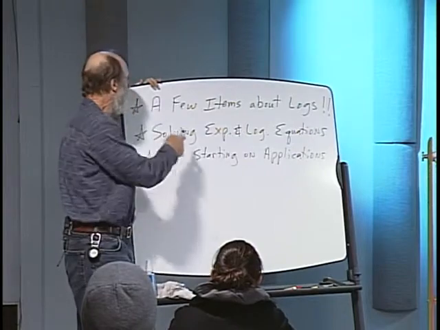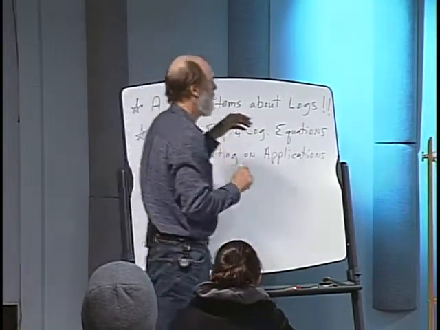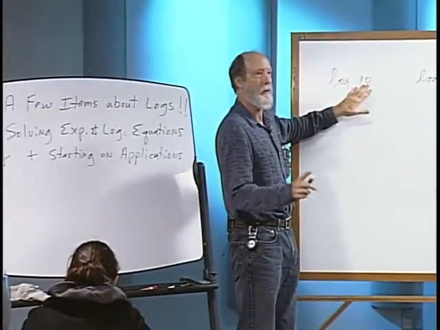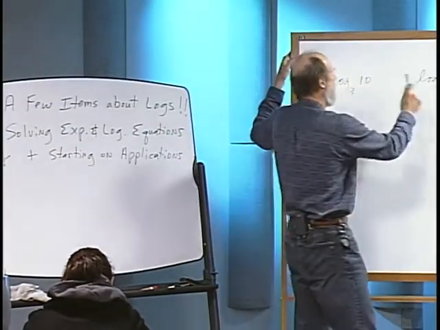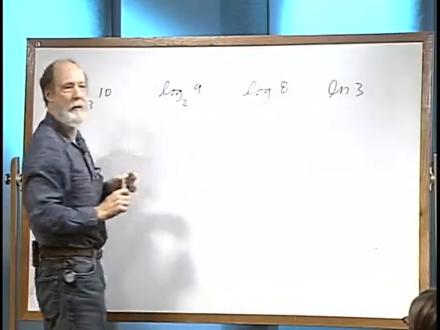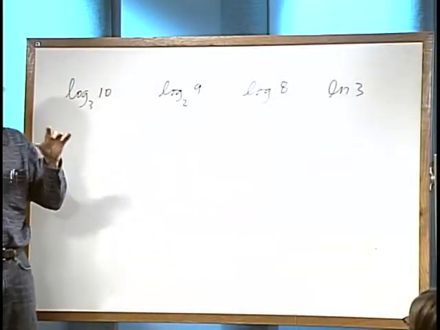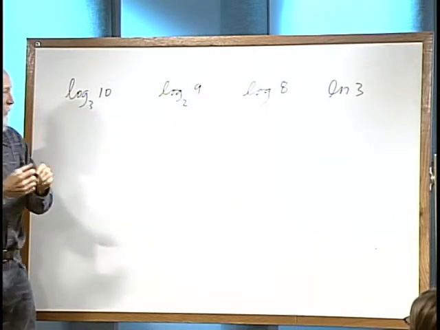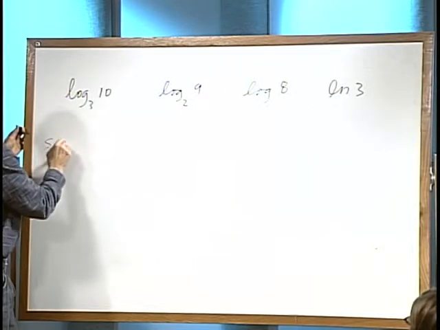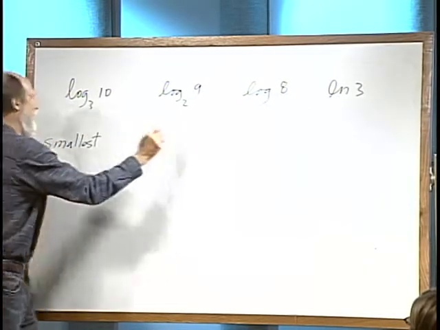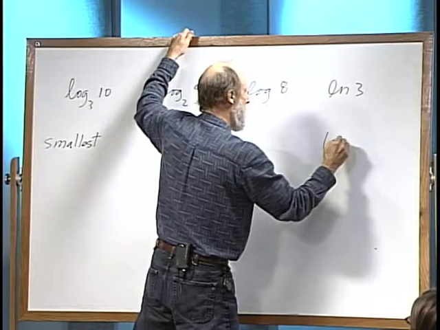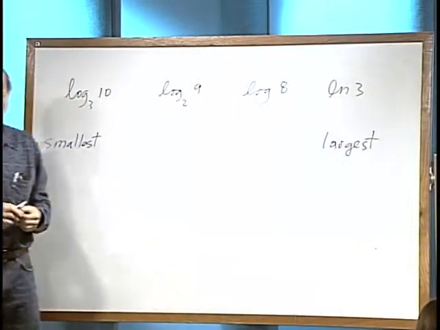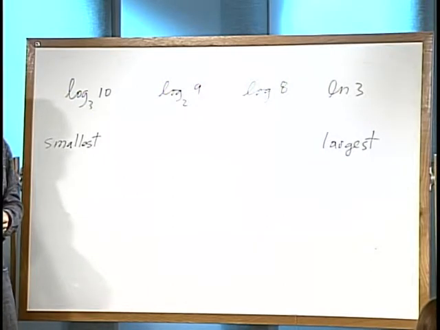Okay, so let's start with this question over here. What I want us to do is, first of all, numerically look at these four logarithms and have a sense of what kind of value they should each have. And then we want to write an inequality, ordering them from smallest to largest, left to right.